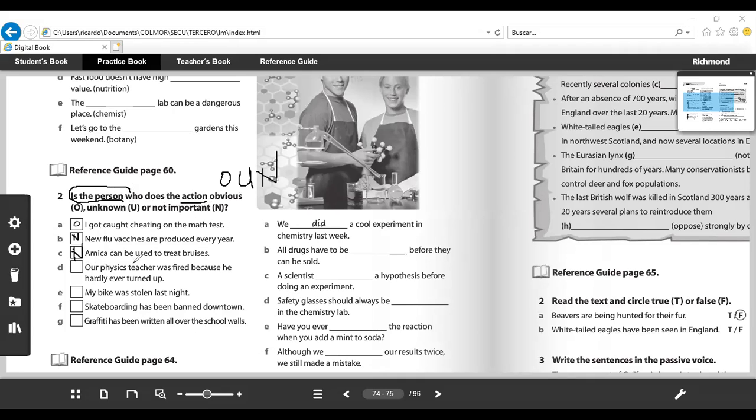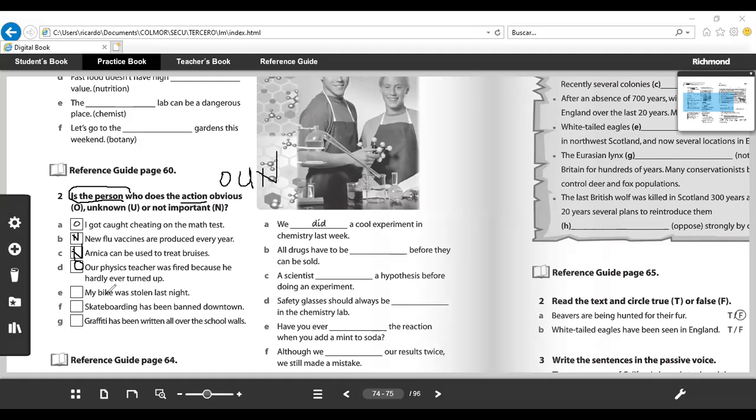Our physics teacher was fired because he hardly ever turned up. Now, is that obvious, unknown, or not important? Well, this is going to be pretty obvious because he's giving us the reason why he got fired.